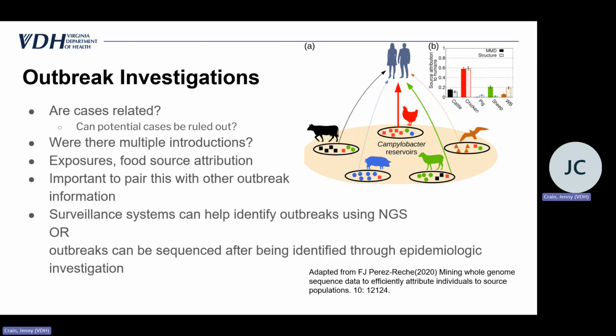And so again, surveillance systems can help us identify outbreaks using whole genome sequencing or next generation sequencing. For those outbreaks that we identify through epi investigation or just disease case surveillance, we can get isolates and sequence those after the fact, right? And then use that additional information to change our infection control recommendations or to change our outbreak guidance to the community affected by that outbreak.